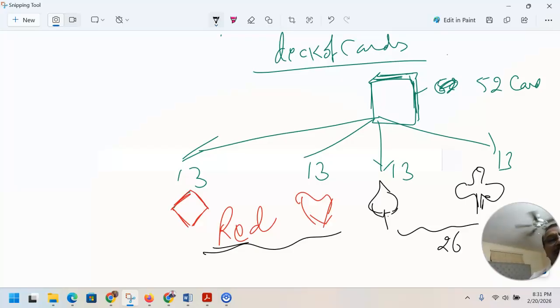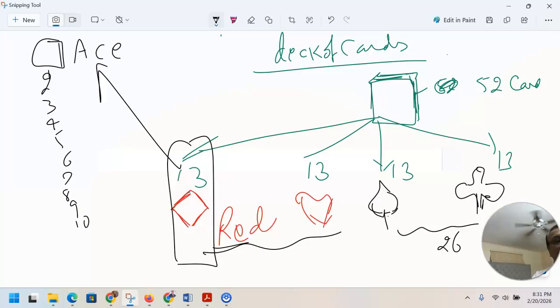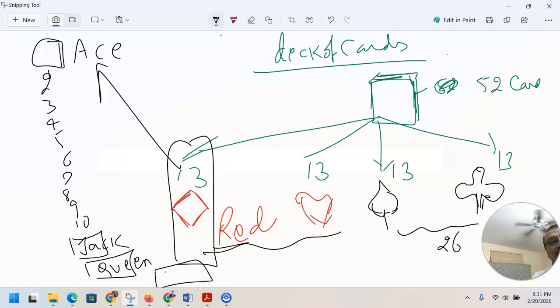And each of these suits, let's say diamond, suppose I'm talking about a diamond itself, has got one ace. So the first card is the ace, and then it could be 2, 3, 4, 5, 6, 7, 8, 9, 10. The next card is called jack, and then the queen, and then the king. So this is how it is.